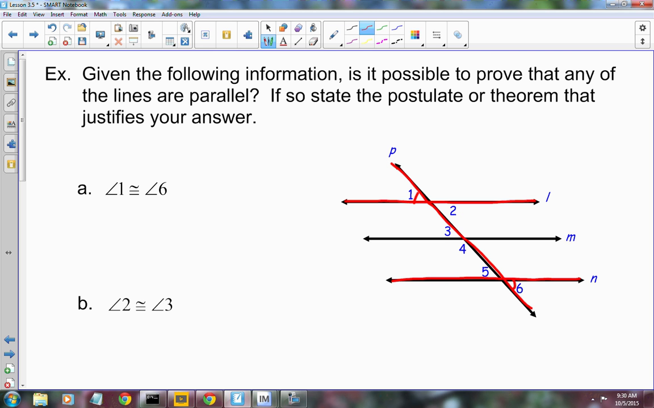And are angle 1 and angle 6 a special angle pair? Yes, what are they? They're alternate exterior angles. So we can go to that theorem that says if alternate exterior angles are congruent, then the lines are parallel. So what lines would be parallel? L would be parallel to N. Make sure you use the correct symbol. And my reasoning would be the alternate exterior angles converse. It's important that you put the converse on there because we're proving lines parallel.